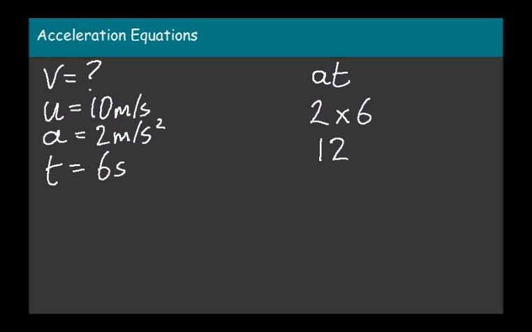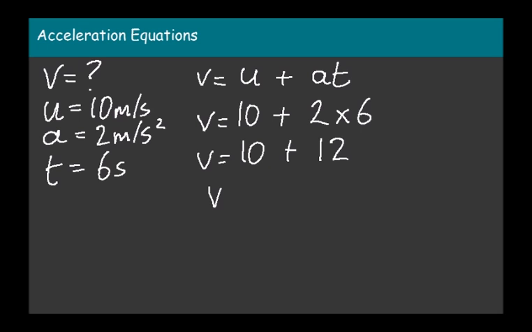However, it had a velocity to begin with, so we must add that to our increase to find out the final velocity. So what we find out is we get an equation that we can use for this, which gives an answer of 22 meters per second.